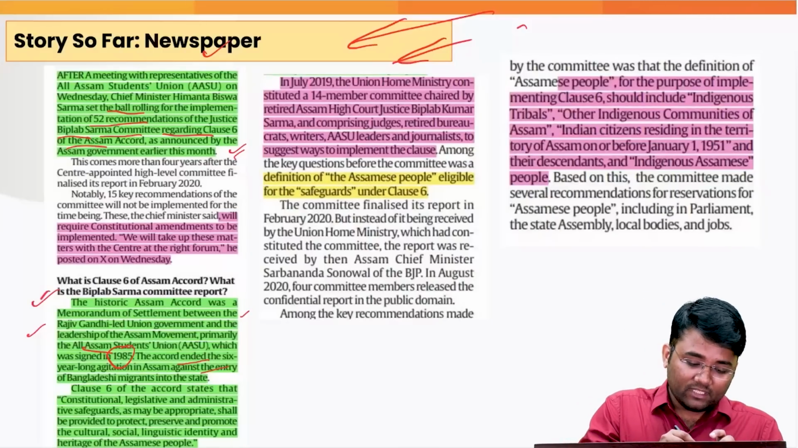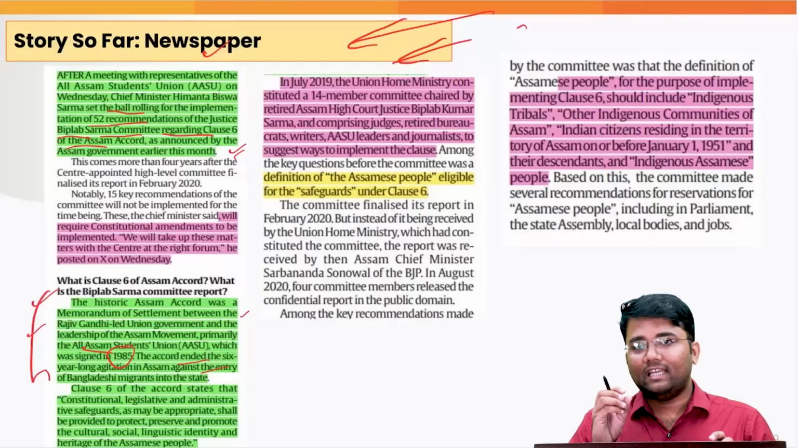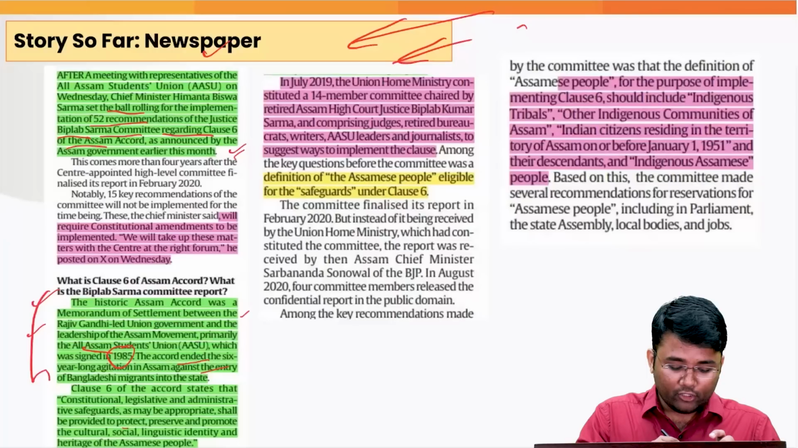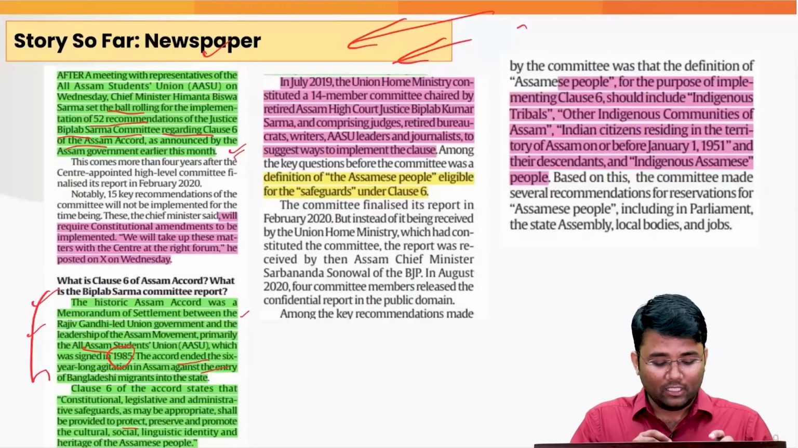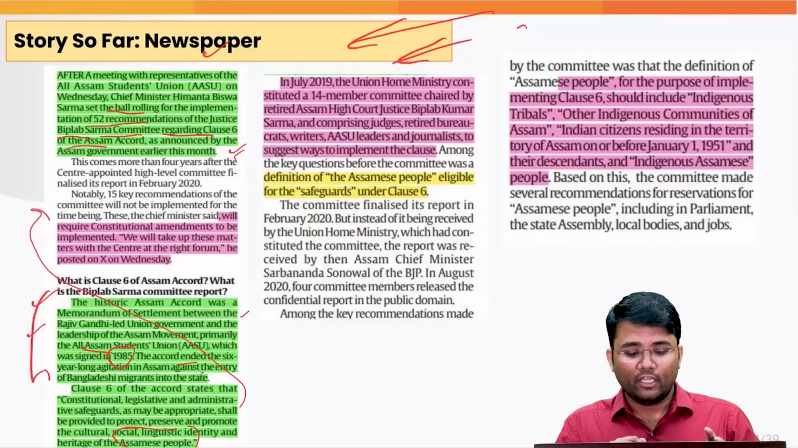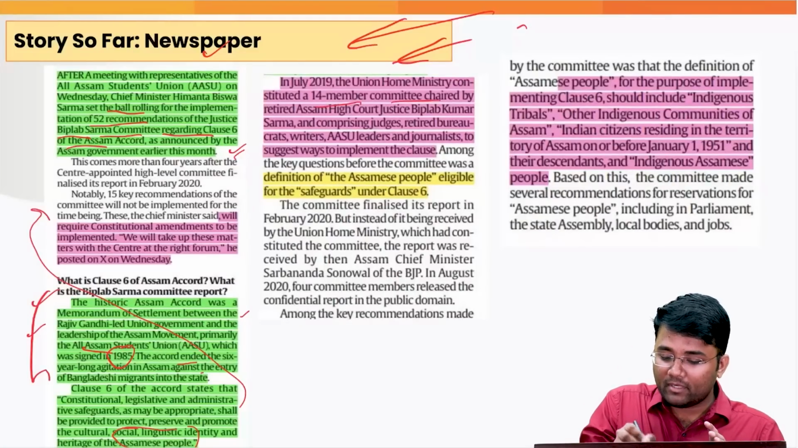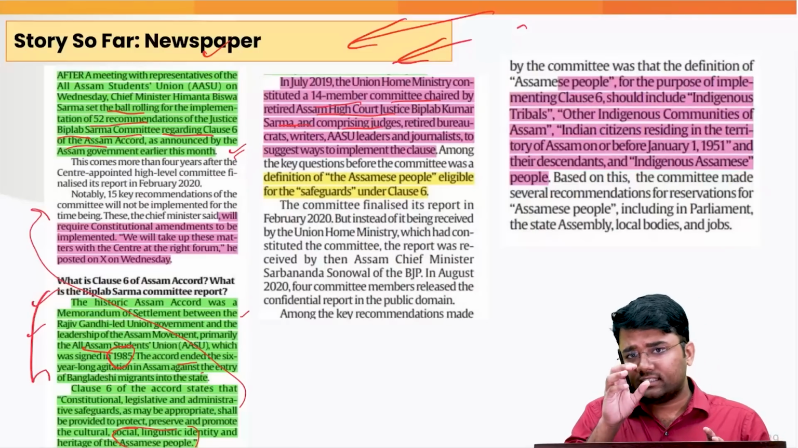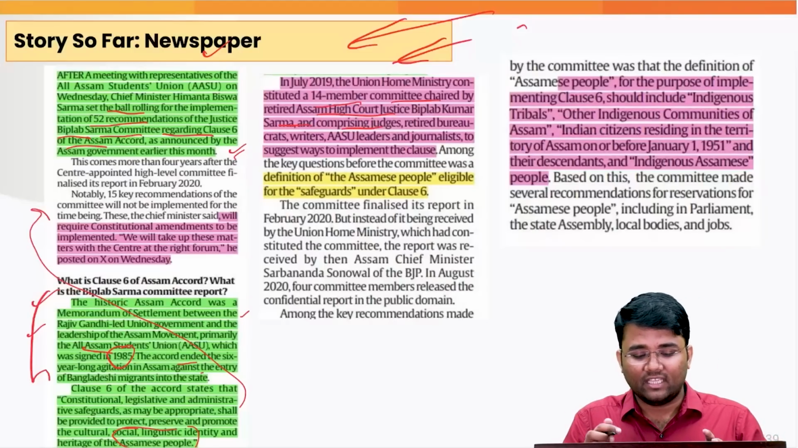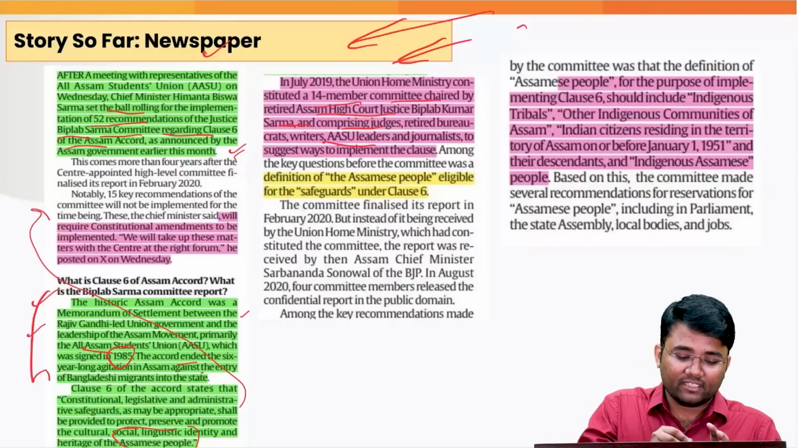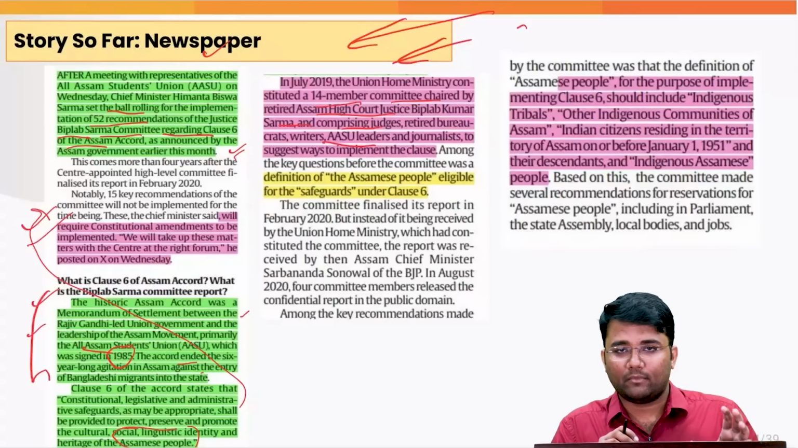Clause 6 of this Assam Accord states that constitutional, legislative and administrative safeguards as may be appropriate shall be provided to protect, preserve and promote the cultural, social, linguistic identity and heritage of the Assamese people. To look at how this clause 6 can be implemented, the Union Ministry constituted a 14-member committee chaired by retired Assam High Court Justice Biplab Kumar Sharma, and this committee comprised various judges, retired bureaucrats as well as some AASU leaders and journalists, to suggest ways to implement this clause, that is clause 6 of the Assam Accord.